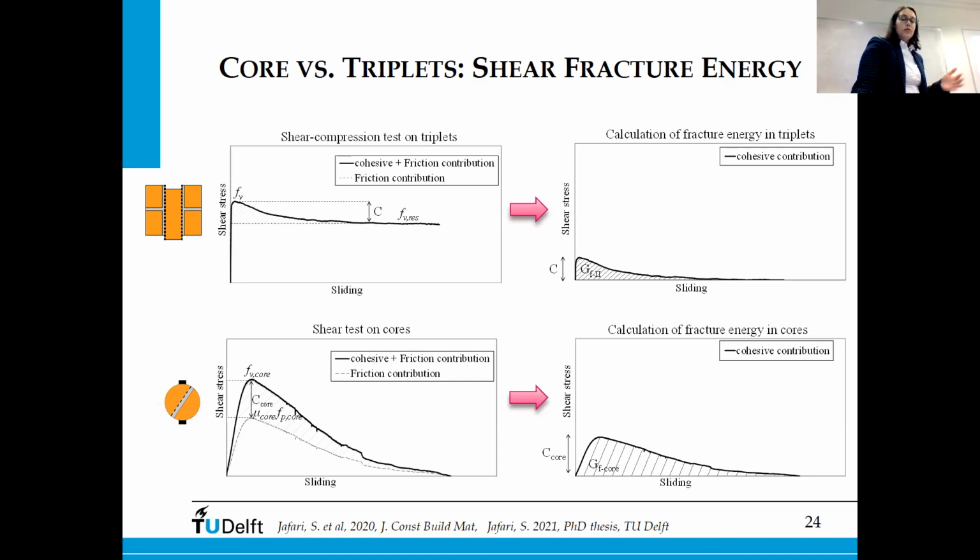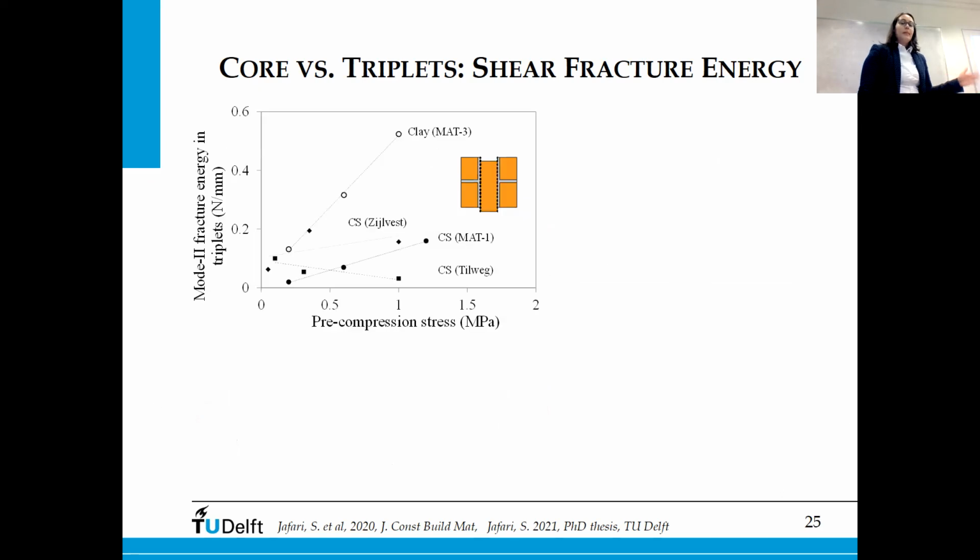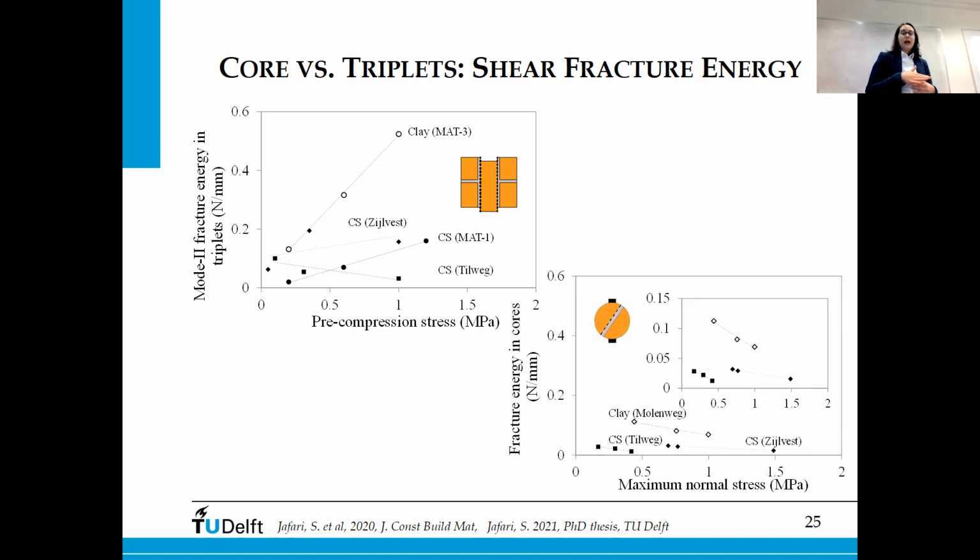When we look at the relation between the pre-compression, the normal stress, and this energy dissipated, we find that in triplets we have a kind of linear relation: when the pre-compression increases, you need more energy. While in the core, the trend was quite constant.